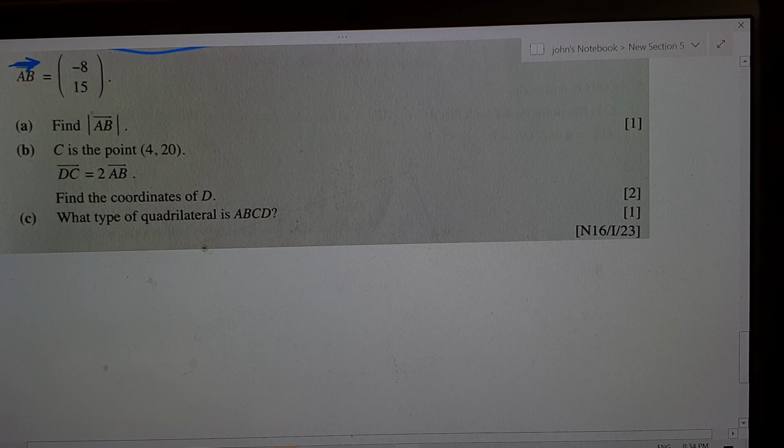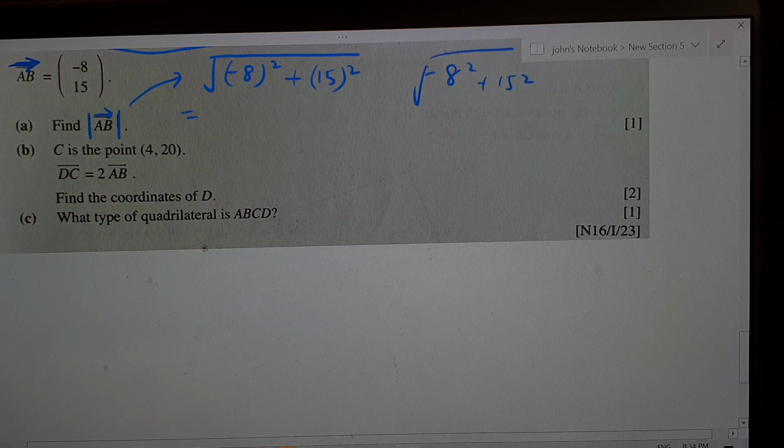Okay, find, like that. These two lines here mean what? Magnitude, or the length. So the answer is simply Pythagoras' theorem. Now you see the minus here, right? You must put brackets, okay? You cannot write minus 8 square plus 15 square, then square root. This will be marked wrong. You must put brackets. Brackets are very, very, very important in mathematics, okay?